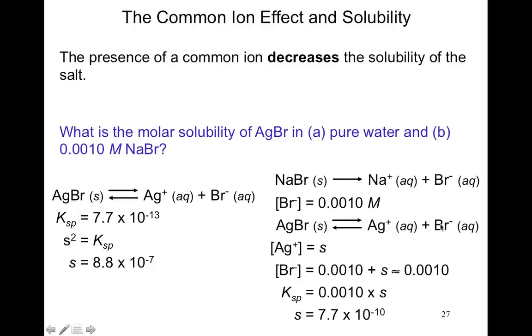If you add more bromide, you shift your equilibrium to the left to relieve the stress. That's Le Chatelier's. On the conceptual level, the difference in these molar solubilities is the difference in Le Chatelier's on a mathematical level. So hopefully that sort of makes sense.